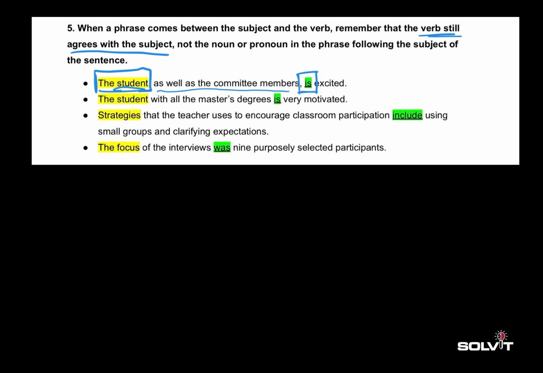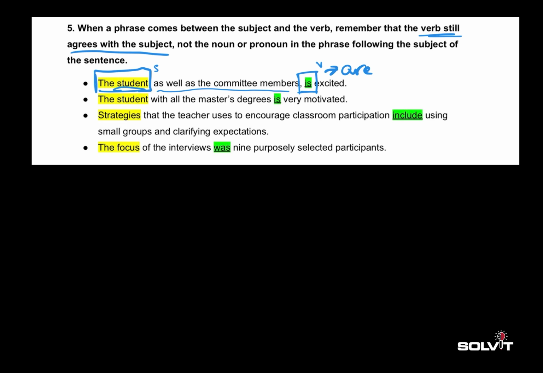So this might be confusing because then when you're writing down the verb, you might take the phrase into consideration, but that's something you don't have to do. That's incorrect, okay? So what this rule is saying is when you have a subject, this is our subject, and then you have a verb, but there is a phrase in between, just ignore the phrase and just make sure that your subject is still agreeing with the verb. And the verb is basically still agreeing with the subject. Now, what some people might do is they might say that the student as well as the committee members are excited. Okay, so they're going to say are, but that will be incorrect.